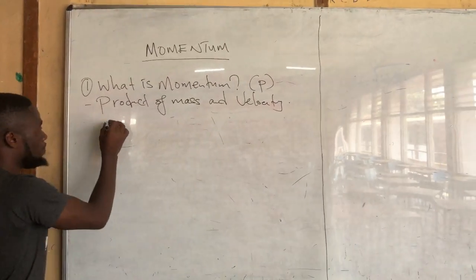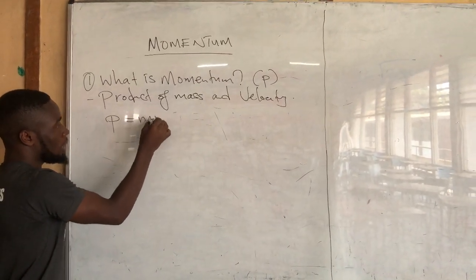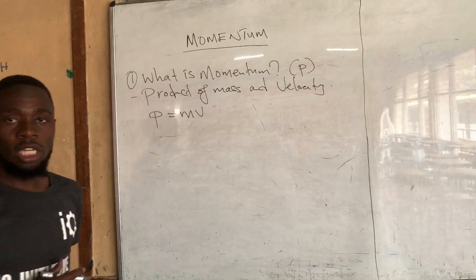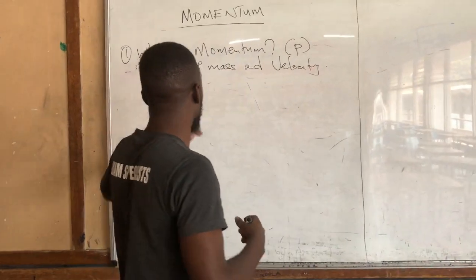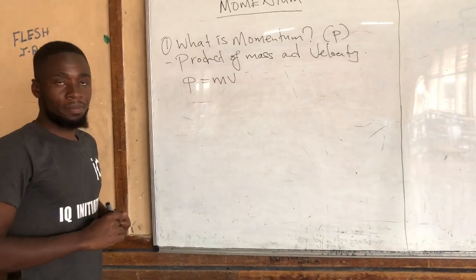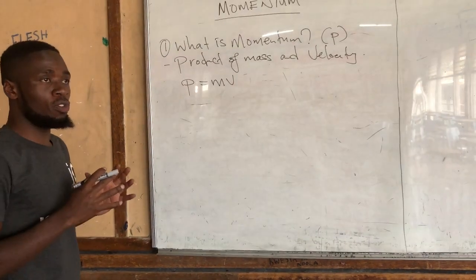So P is equal to mv, which is mass times velocity. This is what we call momentum. So let's talk about Newton's second law of motion.